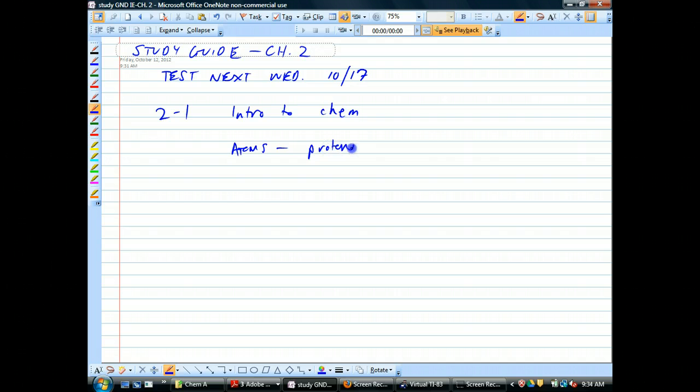Protons, electrons, and neutrons, to bonds between atoms, which are covalent or ionic.